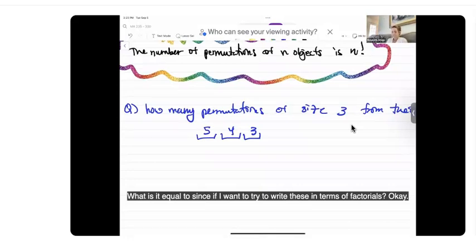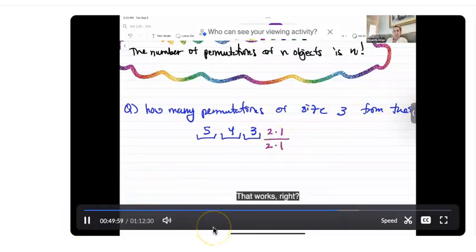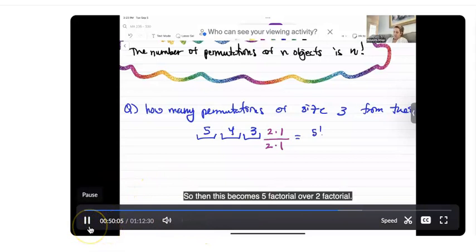Anybody see? That works, right? So then this becomes 5 factorial over 2 factorial. What does that have to do with 3?